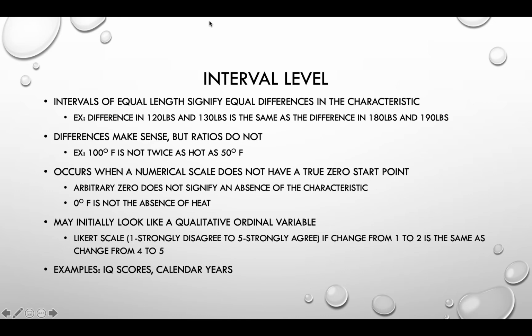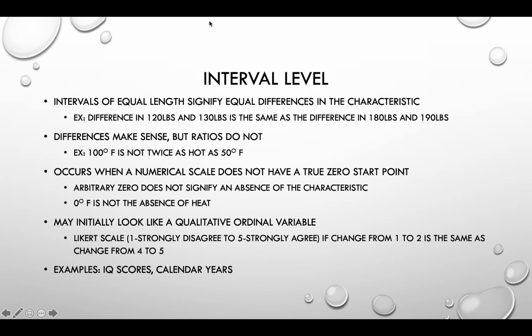Differences in interval data make sense, but ratios do not. And what do I mean by ratios? We can't get into the twice as much as or the half as much as. So 100 degrees Fahrenheit is not necessarily twice as hot as 50 degrees Fahrenheit. When does this happen? It occurs when a numerical scale does not have a true 0 as a start point. There may be an arbitrary 0 like we have with Fahrenheit. There is a 0 degrees Fahrenheit, but it's not necessarily the absence of temperature or the absence of heat.